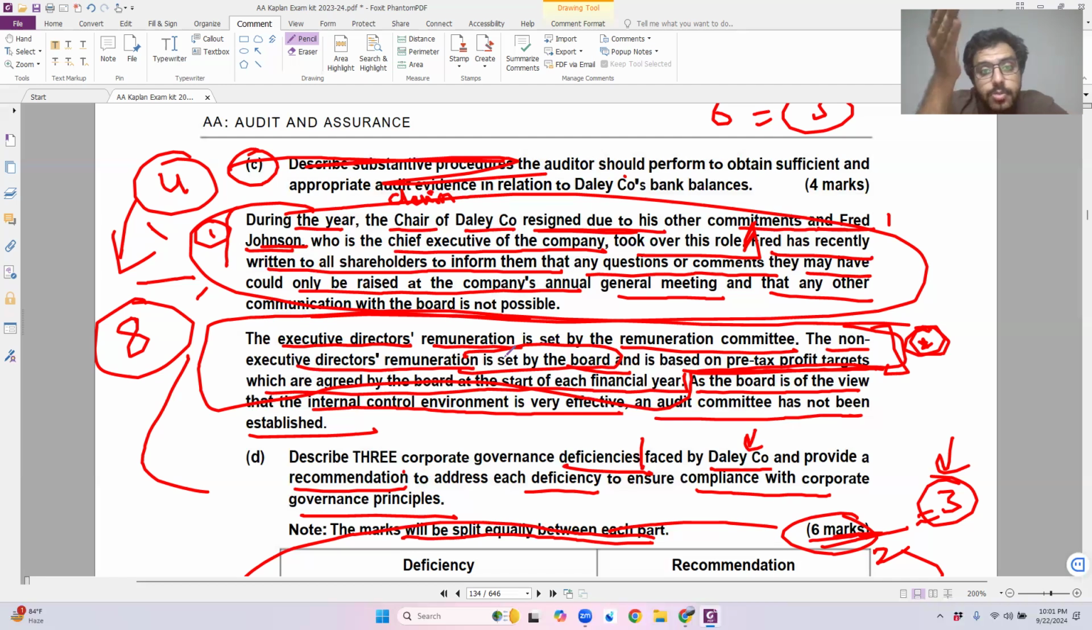Now let's come towards the recommendation side. What is going to be the recommendation side? The recommendation is also going to be very simple. First of all, I just need to explain what is wrong in just 2 lines. That's it. The board does not have an audit committee, and that is wrong. That's all I need to add.